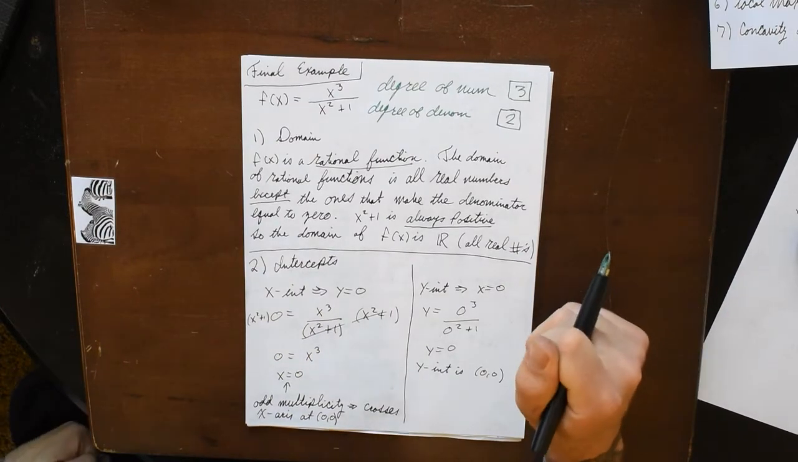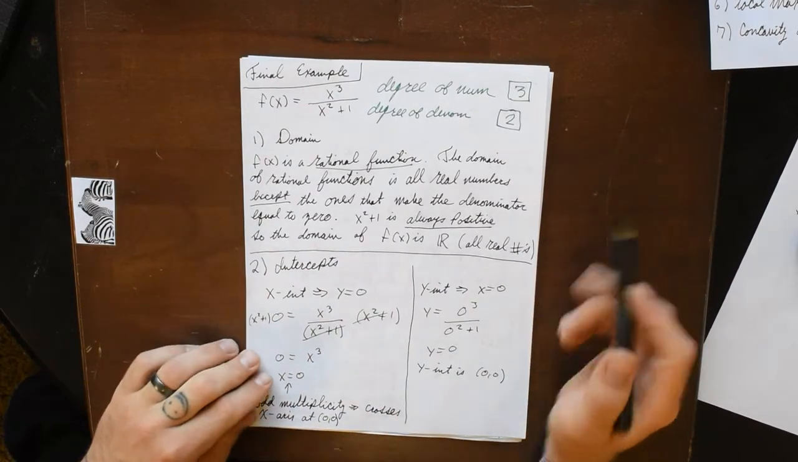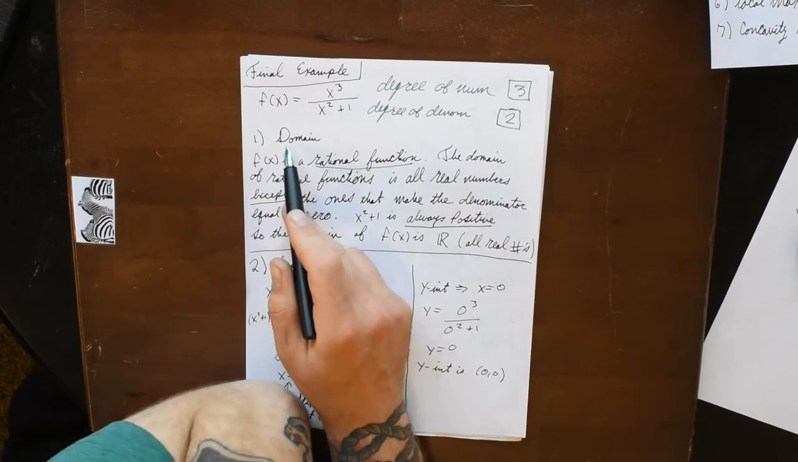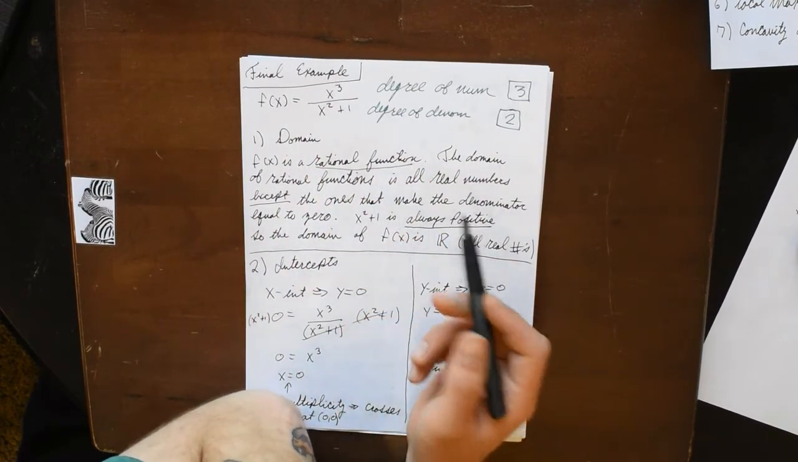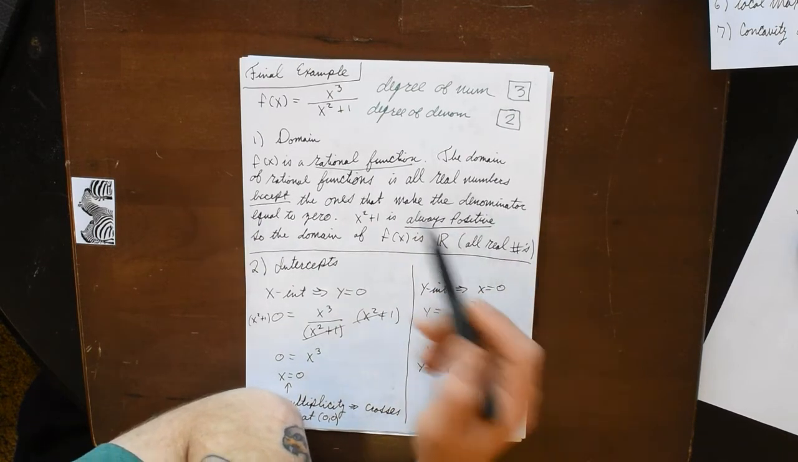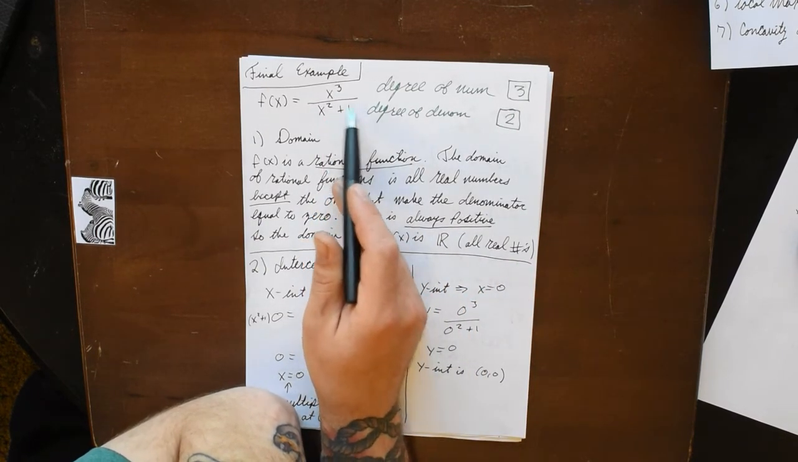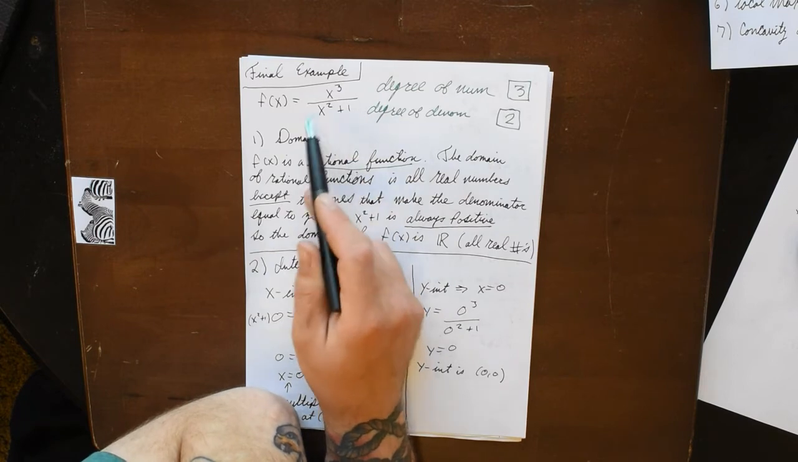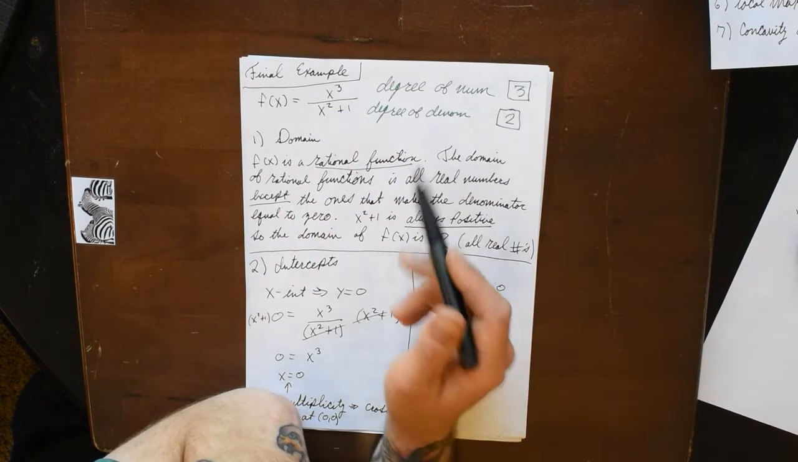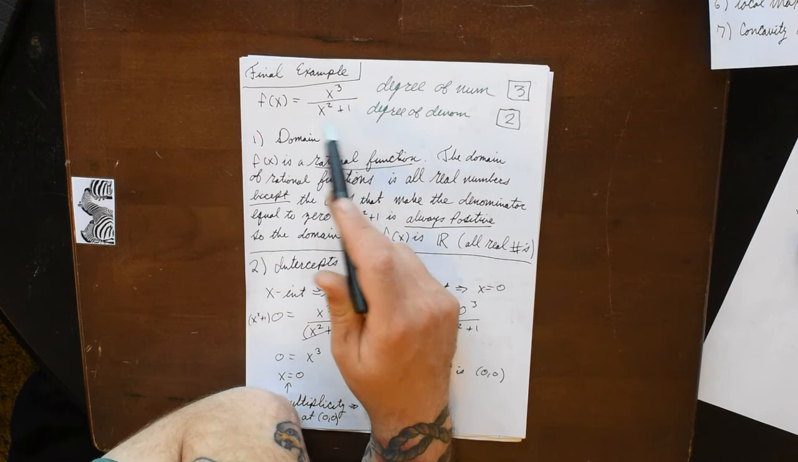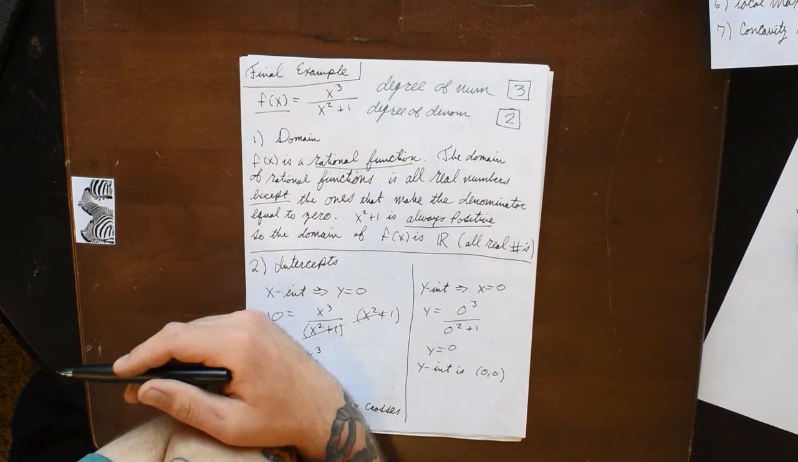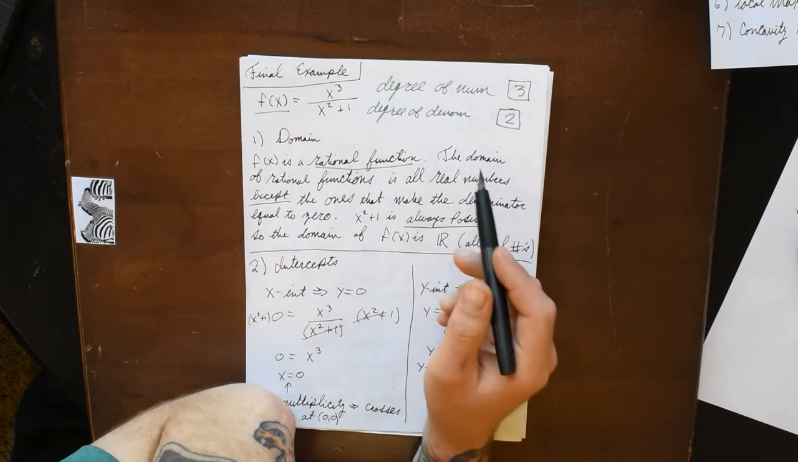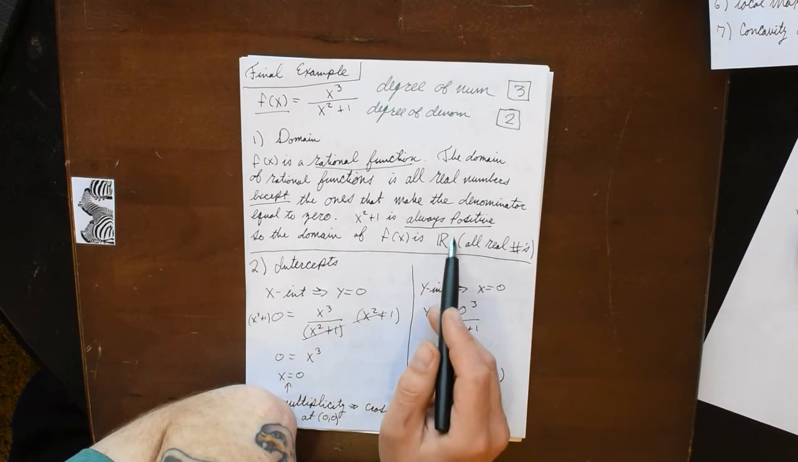We've developed this 7-step process, so let's work our way through it. First off, the domain. So we have a rational function. The domain of rational functions is all real numbers except for where the denominator equals 0. Well, this denominator, x squared plus 1, never equals 0. There isn't a real number you can plug into it that'll make the denominator equal 0, so that means we can plug any real number into this function. So we know that our domain is all real numbers.